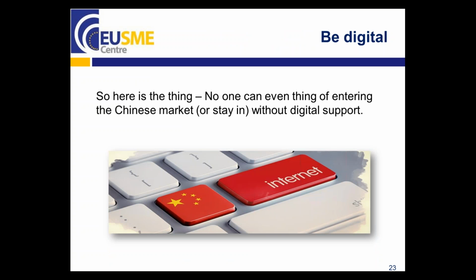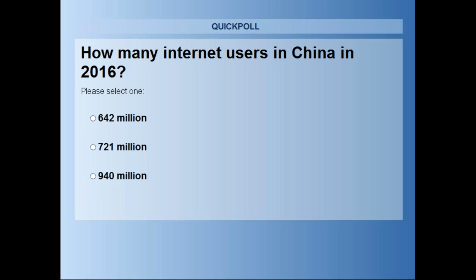So we have a poll here that I offer you to do. It's about how many internet users you have in China. So you have 3 options and 3 replies. Number 1 is 642 million. Number 2 is 721 million, and number 3 is 940 million. So I'm giving you a little bit of time to reply. We've got almost 50% of you having replied.